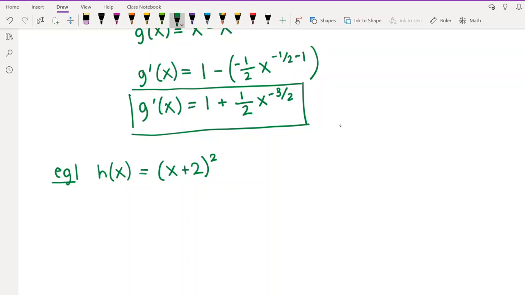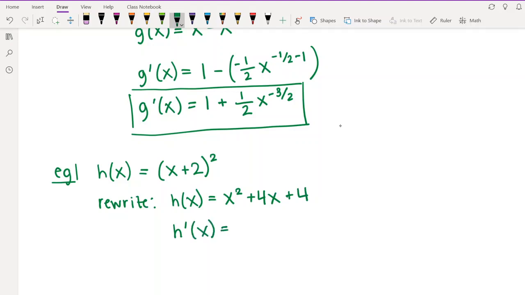And so what we need to do is rewrite this by expanding it. If we were to multiply all this out, we would get x squared plus 4x plus 4. And now we can take the derivative. The derivative of x squared, we bring down that 2 and we just get 2x. And then the derivative of 4x, so the derivative of x, remember, is 1 because the slope of a line is just 1. And then we multiply that with 4. And then the derivative of 4 is 0. And so this would be our final answer.